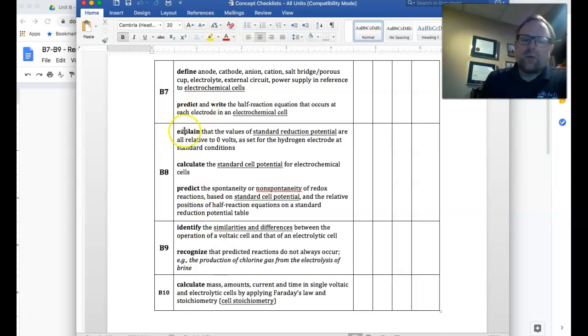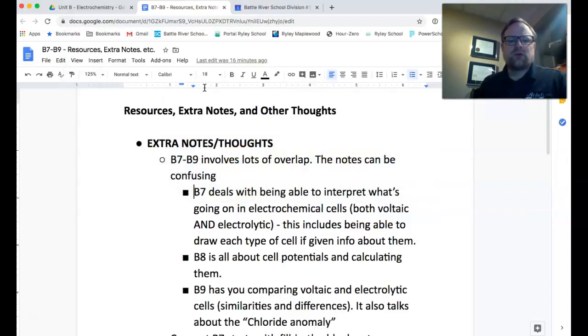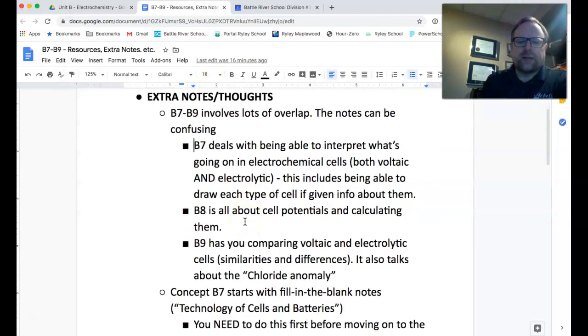So I'm going to teach all of these concepts all at once. We're going to start with voltaic cells. We'll talk a little bit about cell potentials and introduce that. Then we'll move into electrolytic cells, which means we're going to go from B7, then into B8, and then back to B7, and right at the very end, in the last video with the electrolytic cells, I'll talk about those similarities and differences. Okay, so there's a little bit of confusion in there, and I just want you guys to be aware of that.